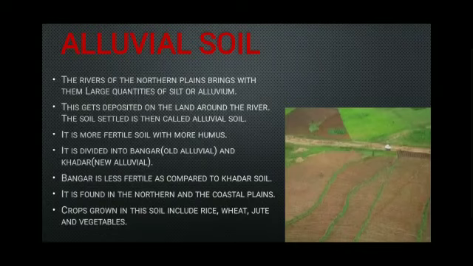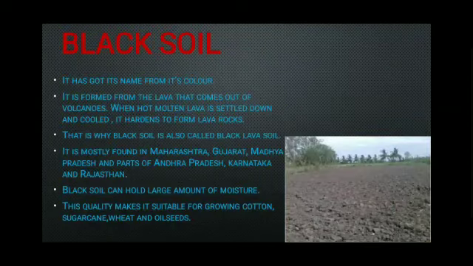Bangar is less fertile as compared to the khadar soil. It is found in the northern and the coastal plains. Crops grown in this soil include rice, wheat, jute, and vegetables. Now let's move to black soil.